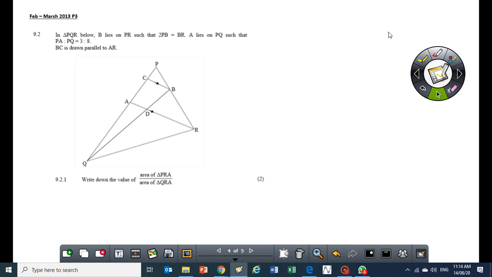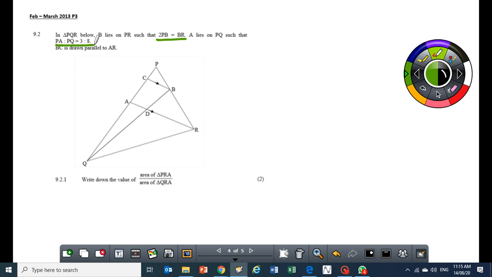Now, just to highlight some key things before we start doing the problem. 2PB is equal to BR, and then we also have that ratio: PA is to PQ is equal to 3 is to 8.